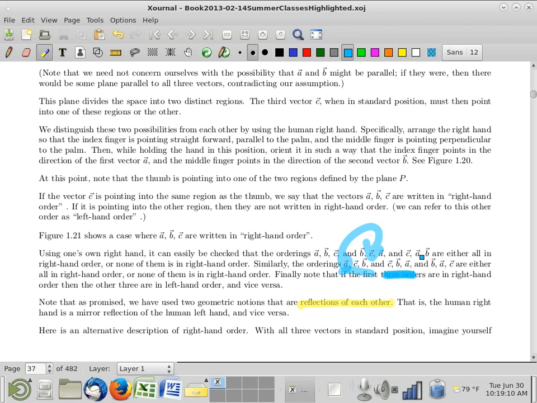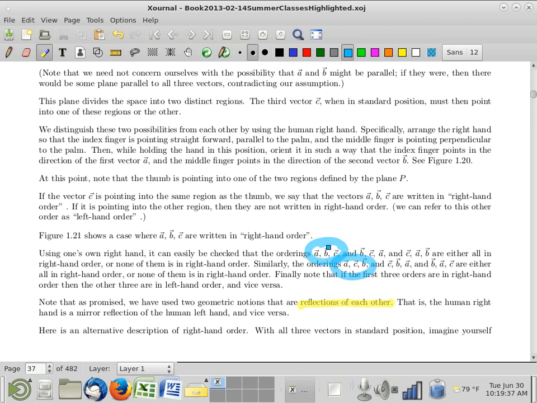So again, the same proof works, same motivation works. Okay. Also, not immediately obvious, something that you can persuade yourself with hand gestures, is that ABC and ACB always have opposite ordering. So these first three are always the same. The second three are always the same, but these two are always opposites.